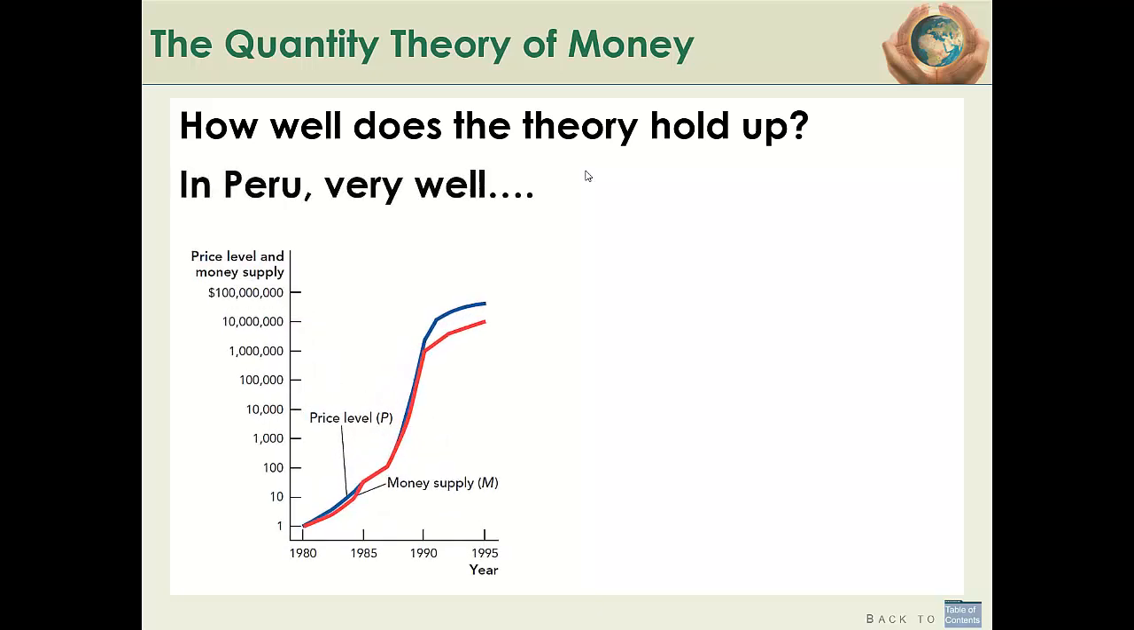If we just use the quantity equation, when we held velocity constant and made it clear that putting more money into the economy is not going to cause real GDP to change, we said that the price level and the money supply will increase at similar rates. And here in Peru, we see that that trend holds very well.